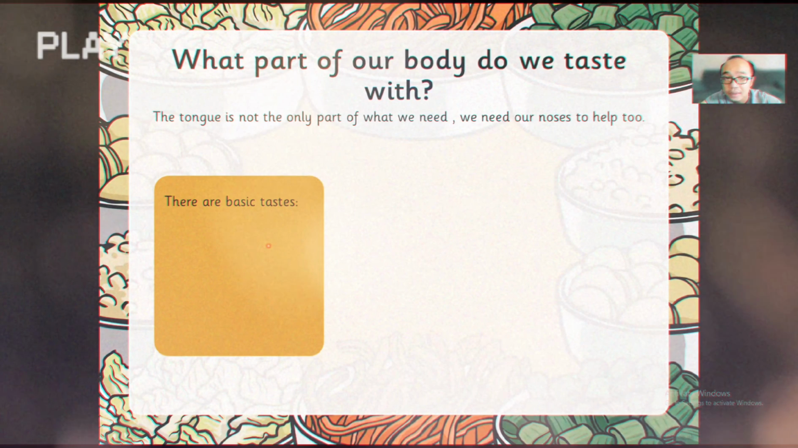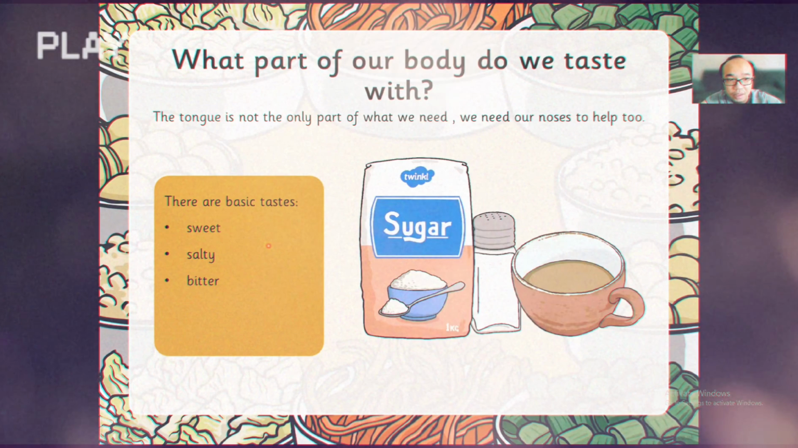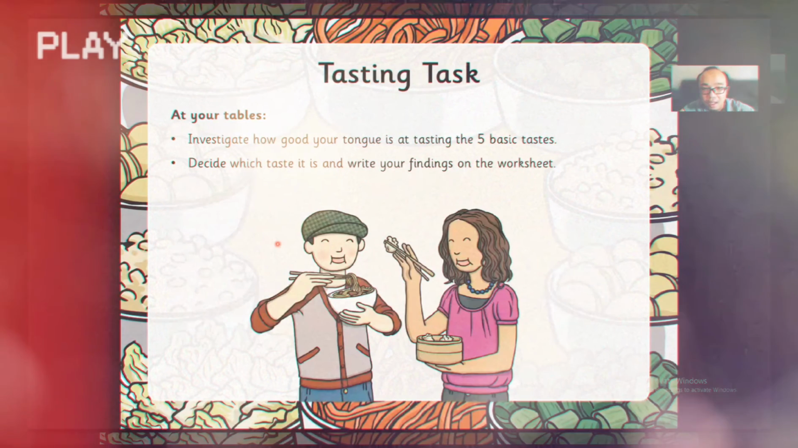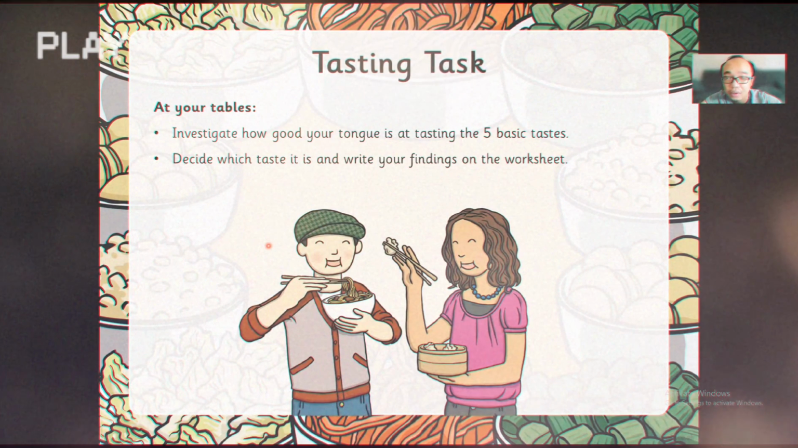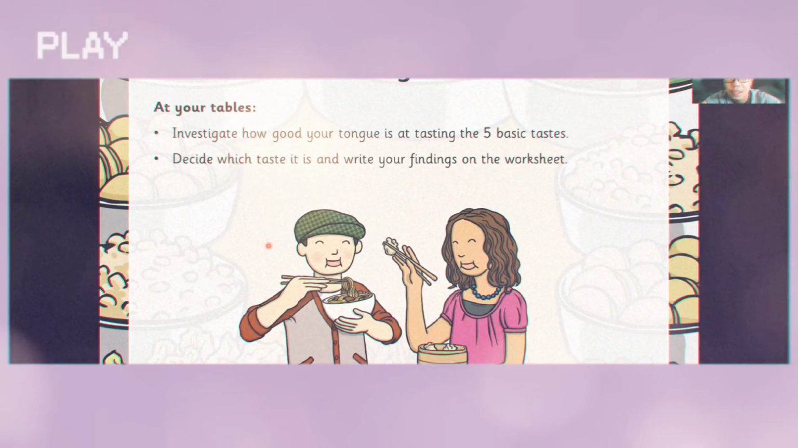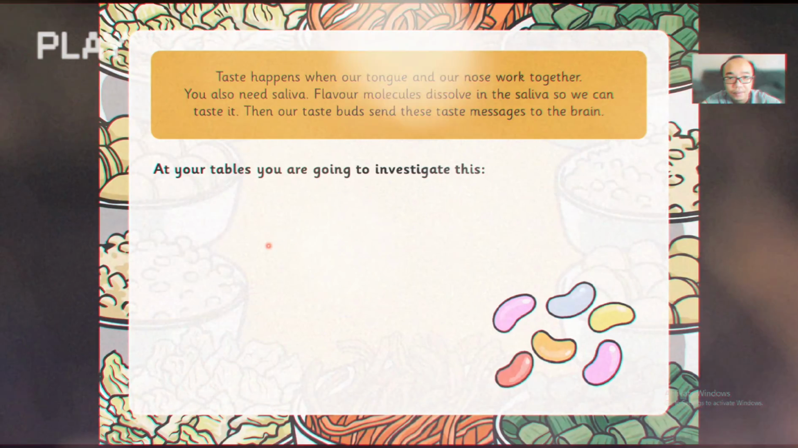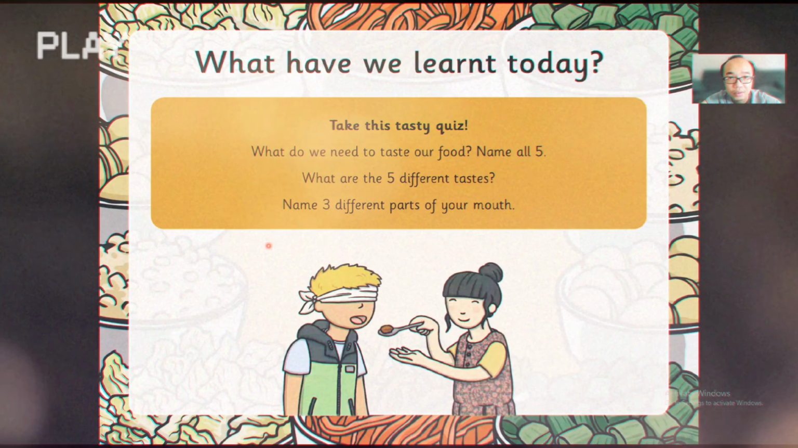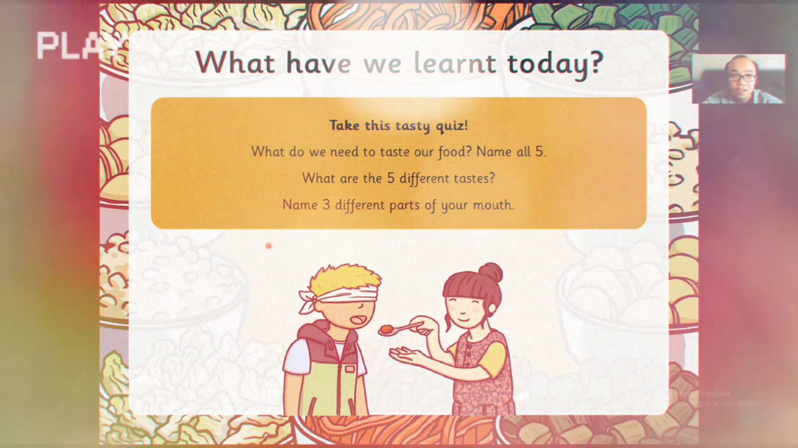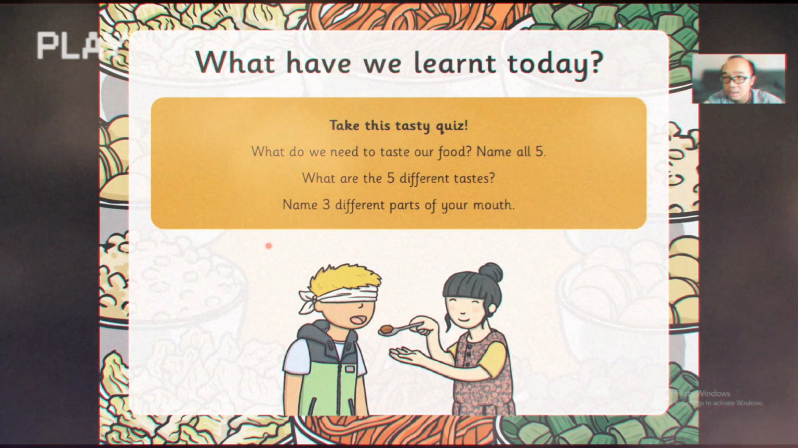Okay, so they have basic tastes over here: sweet, salty, bitter, sour, and umami. Okay, so we have 5 tastes that we're going to use our tongue to recognize. So I'm going to show you about the tongue. Okay, so here is the PowerPoint and the explanation for our sense of taste.